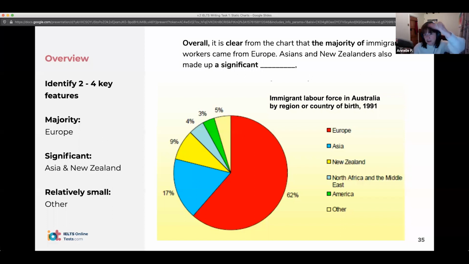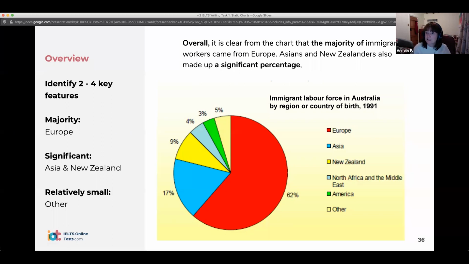Then we go on to look at our next one. So made up a significant proportion. Okay, Durga, that works very, very well. Or percentage, either of those will work absolutely fine. You need to use the past tense because it says 1991 in the title. Okay, so again, that's something you need to be very careful with.